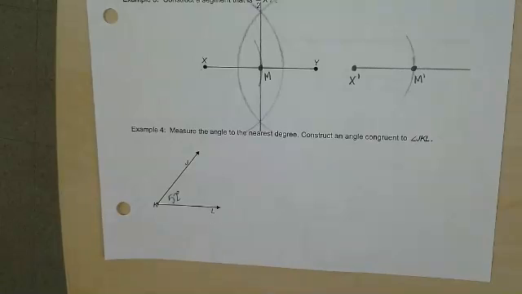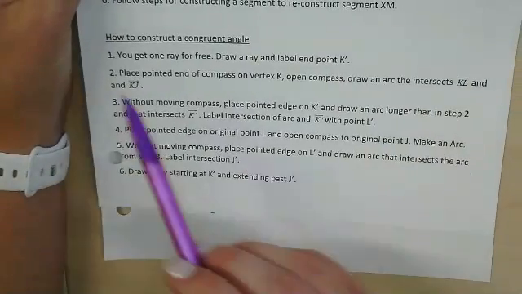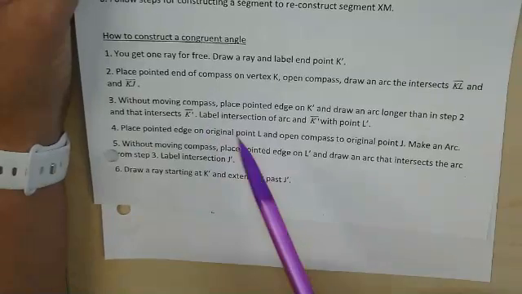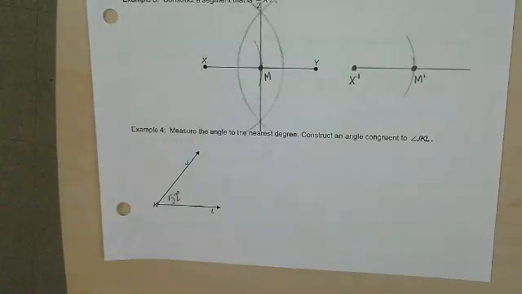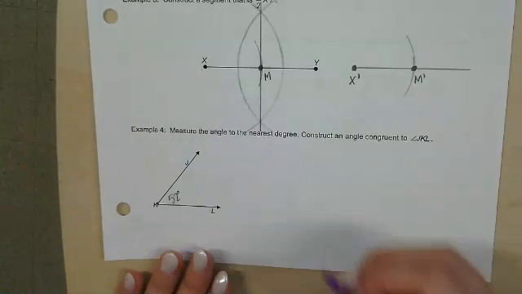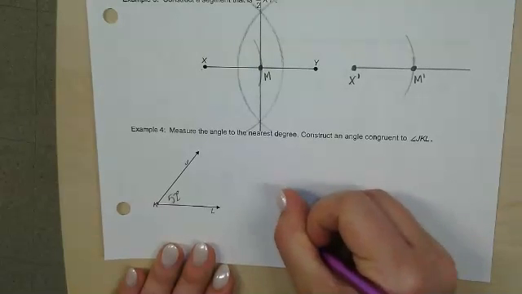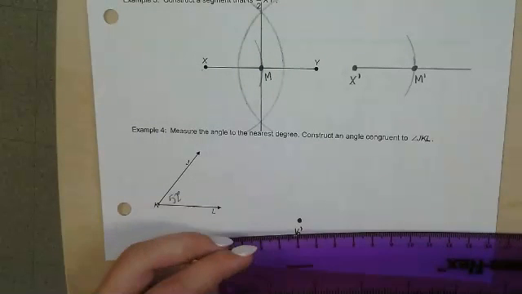All right. So we are supposed to be reconstructing this angle. So if you look back at your list of instructions, that's this portion here at the bottom, right? How to construct a congruent angle. So we're going to follow these 6 steps to do this, okay? All right, so step 1 says you get one free ray. So you're going to draw your ray that has an endpoint of K prime. So I'm going to draw my endpoint and label it K prime. And then take my straight edge and draw that ray coming straight out from it.